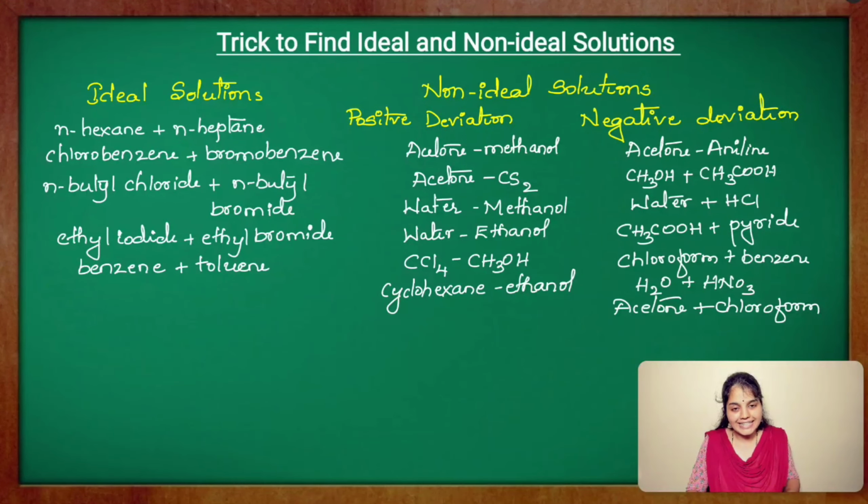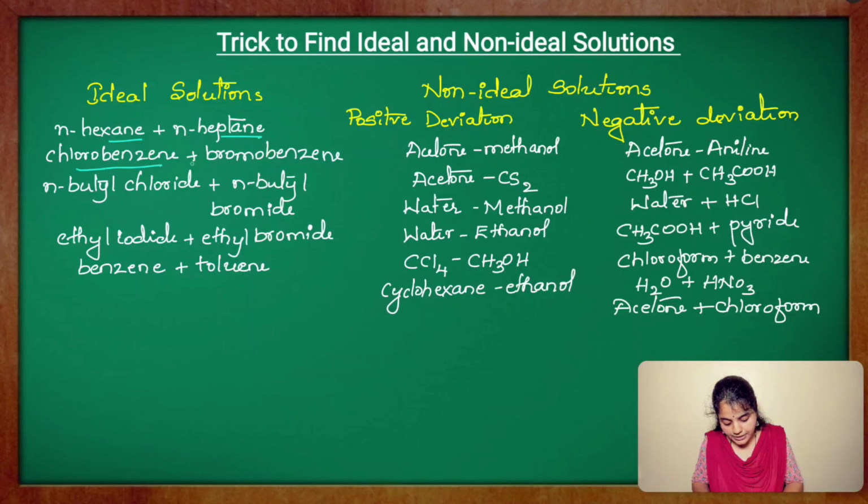If you look into these examples that we have listed for ideal and non-ideal solutions, you can find some relation among them. For example, if you consider ideal solutions, n-hexane and n-heptane are both alkanes. So these liquids have the same type or nature. They usually fall under the examples of ideal solutions.